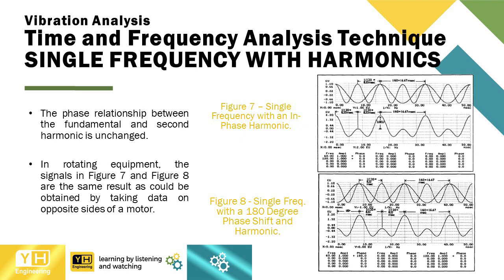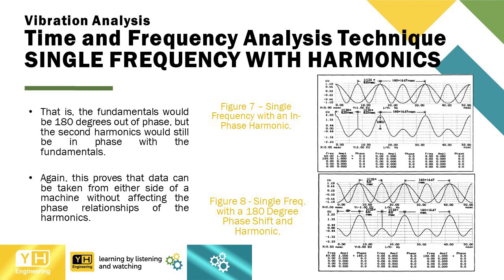In rotating equipment, the signals in Figure 7 and Figure 8 are the same result as could be obtained by taking data on opposite sides of a motor. That is, the fundamentals would be 180 degrees out of phase, but the second harmonics would still be in phase with the fundamentals. Again, this proves that data can be taken from either side of a machine without affecting the phase relationships of the harmonics.